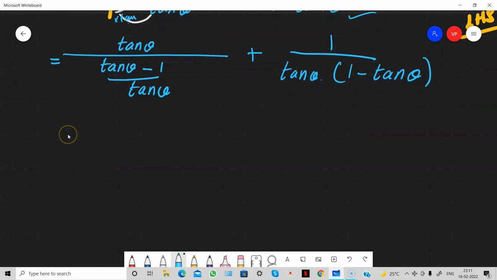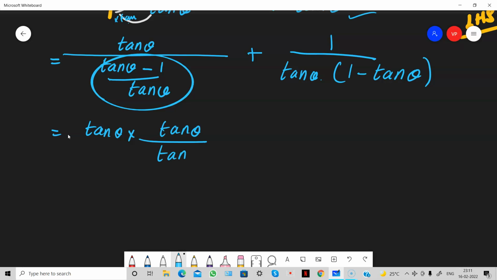You can take the reciprocal. Write this tan theta, and this is tan by tan minus 1. What is this? This is the reciprocal: this goes to the numerator and this comes to the denominator. This is a very important step.